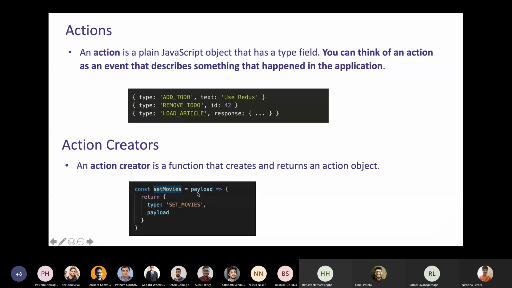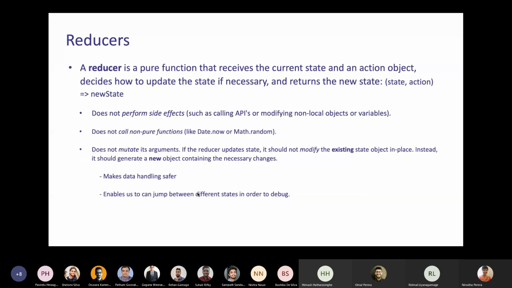Then we have reducers. So what are reducers? A reducer is a pure function that receives the current state and the action, then returns a new state. When it comes to reducers, there are a few important points. Basically, reducers don't handle side effects, like calling APIs and modifying non-local objects.